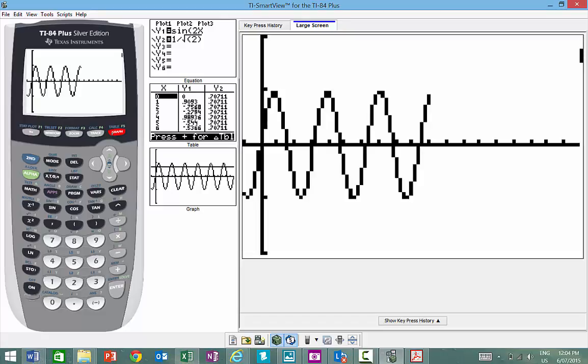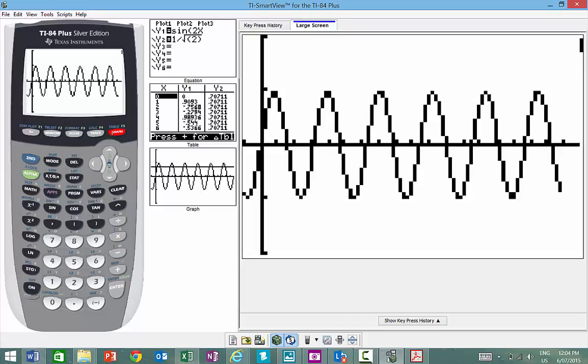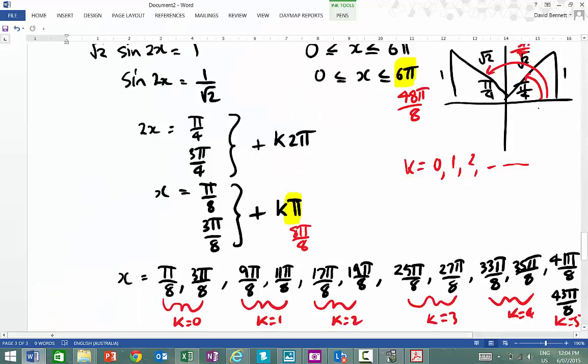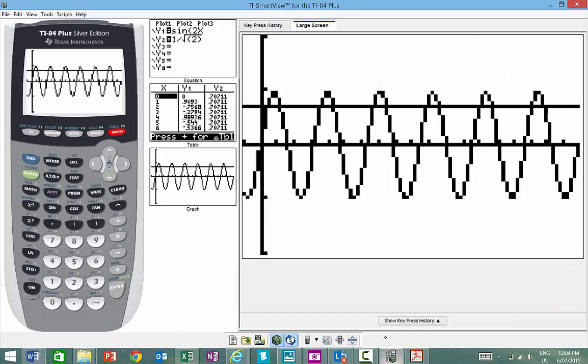Obviously the sine of 2x means that I get 2 full waves for every one normal wave. Remember I'm looking for 10 points, aren't I? So that's pi on 8, and then 3 pi on 8, 9 pi on 8, 11 pi on 8, and so on. So it's 1, 2, 3, 4, 5, 6, 7, 8, 9, 10, 11, so it's 2, 4, 6, 8, 10, 12. There's 12 points that fit on here.